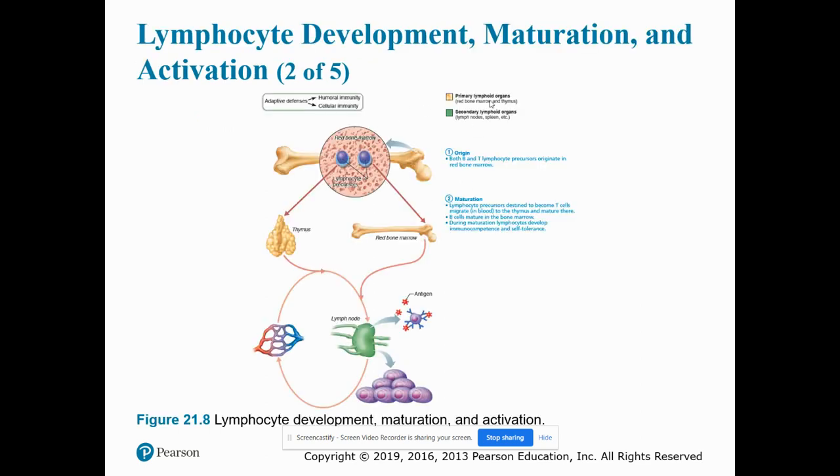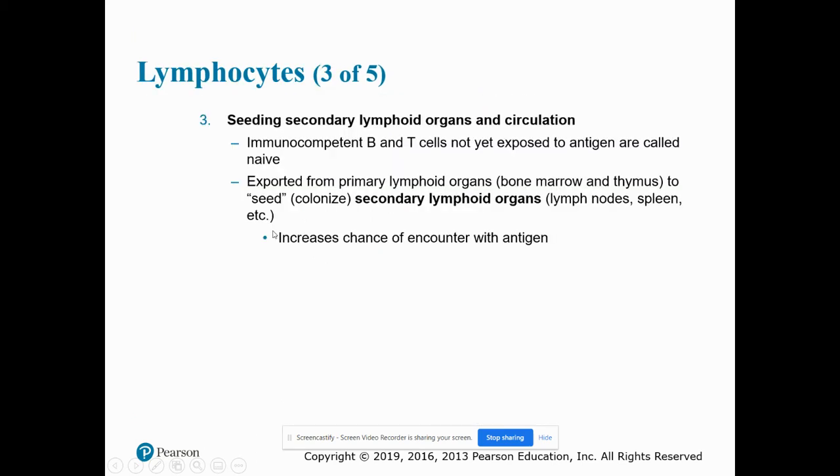So maturation, we're going to have the B cells maturing in bone marrow, the T cells maturing in the thymus. The next thing we're going to have happen is the secondary lymphoid organs are going to be seeded, and circulation of lymphocytes. Basically, what we're going to have is these immunocompetent B and T cells, and they're going to be called naive. And naive immunocompetent B and T cells are cells that have not yet been exposed to an antigen.